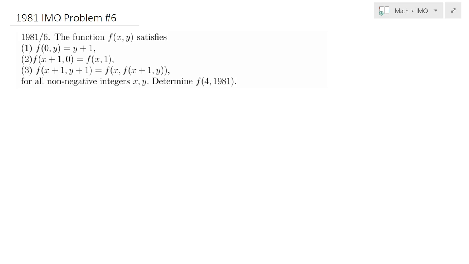Hello everybody, in this lecture we will be solving 1981 IMO problem number 6. Here is a view of this functional equation problem. Our function f of x, y, accepting two parameters x and y, satisfies these three conditions for non-negative integers x and y, and we would like to determine a particular value of f.